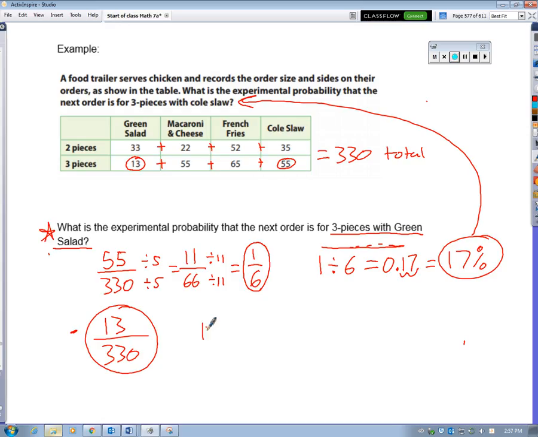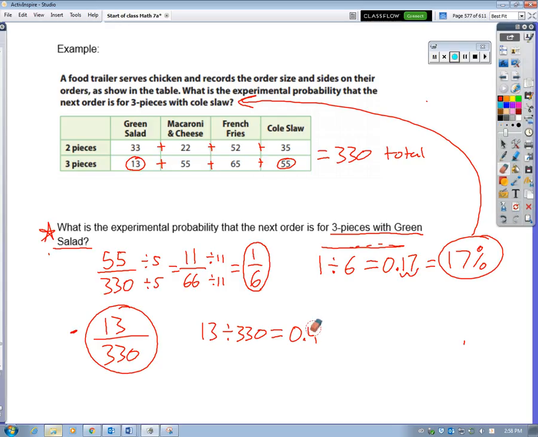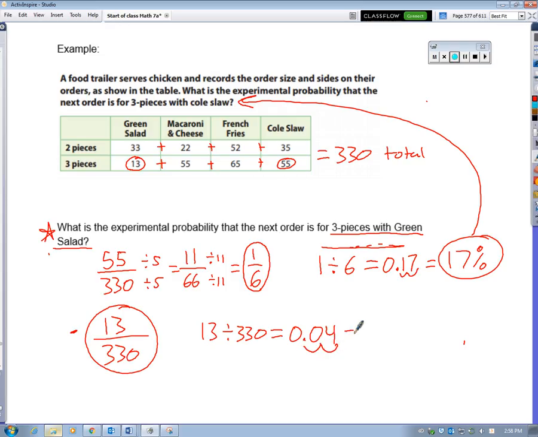But let's go ahead and make that into a percent. 13 divided by 330 is going to get us 0.04 when we round. Move that decimal 2 places, and that's going to get you 4%. So we have a 4% chance of getting a green salad.